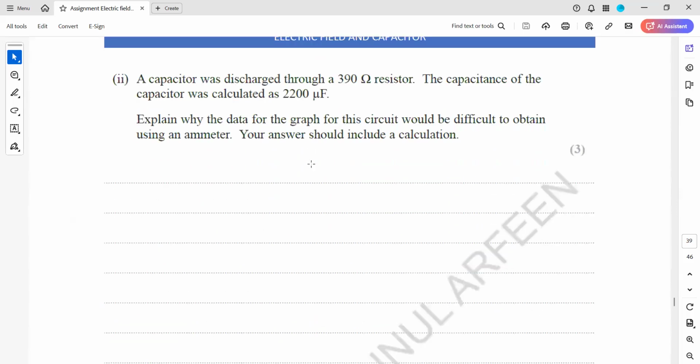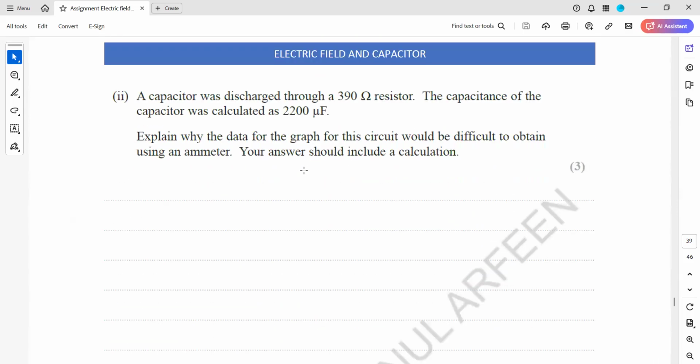And the next: a capacitor was discharged through a 390 ohm resistor. The capacitance of the capacitor is 2200 microfarad. Explain why the data from the graph would be difficult to obtain using an ammeter, and your answer should include any calculation. So when we work out the value of RC, the time constant, 390 times 2200 microfarad, the value of RC will come out as 0.86 seconds.